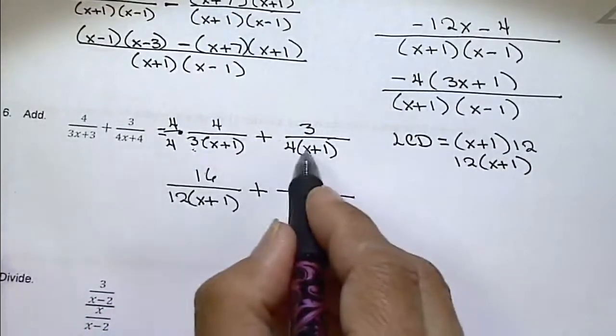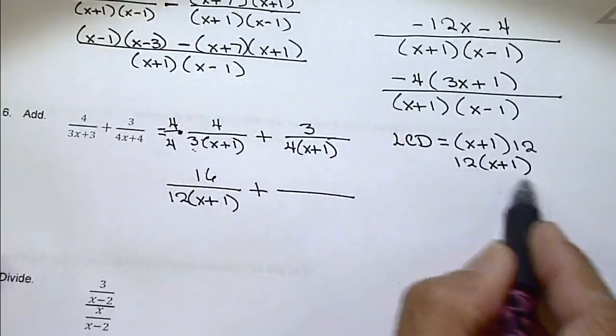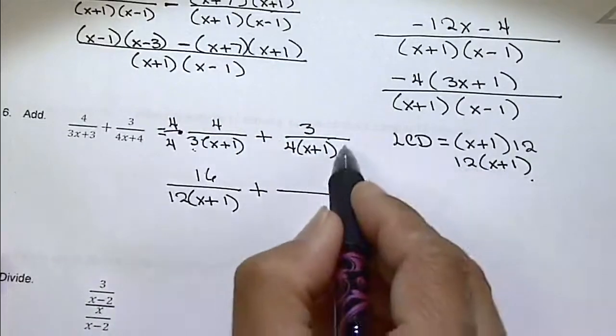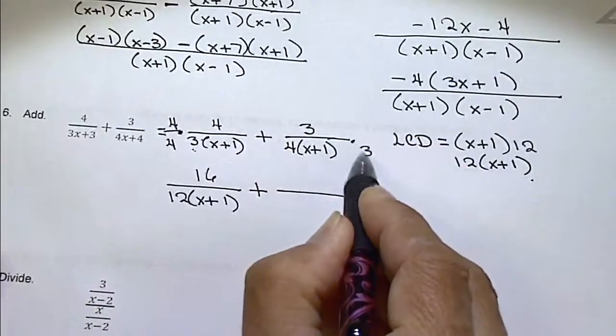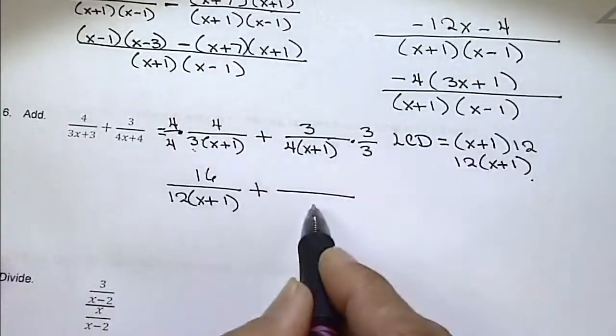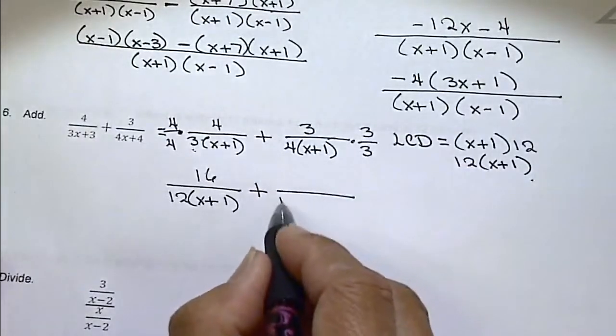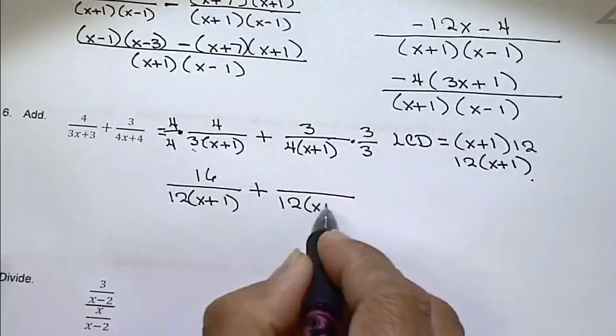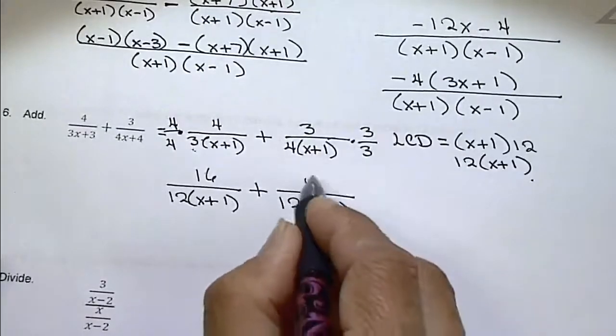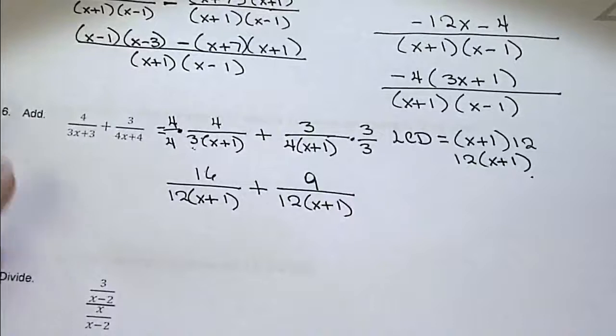To make 4 times x plus 1 become 12 times x plus 1, I'd have to multiply it times 3. So I'll have to also multiply the numerator times 3. That gives me my 12 over x plus 1, and that gives me 3 times 3, or 9. Okay?